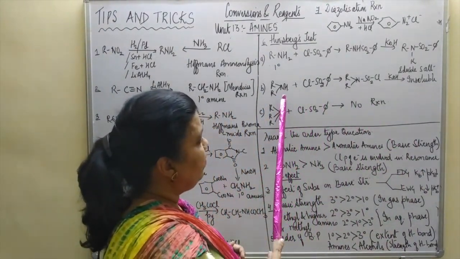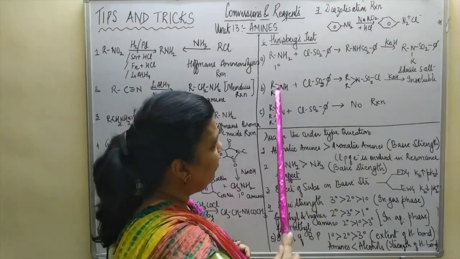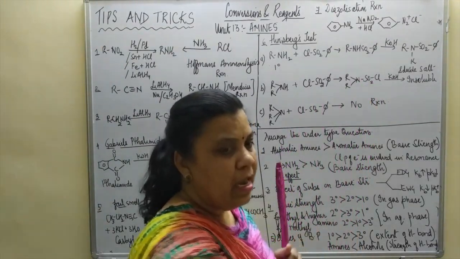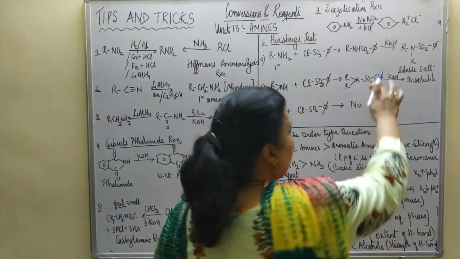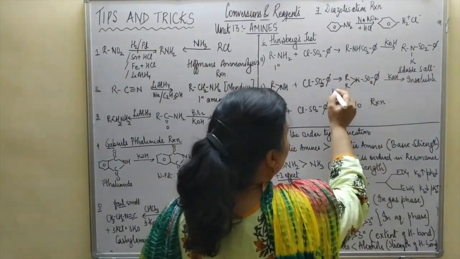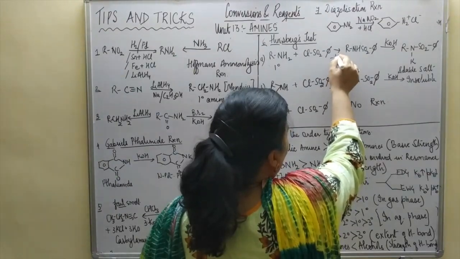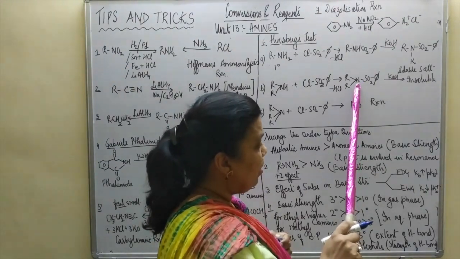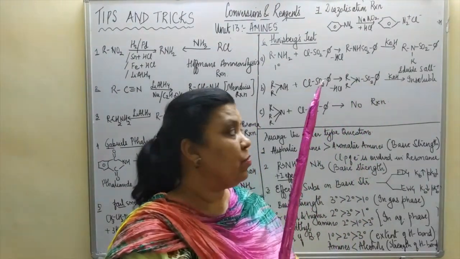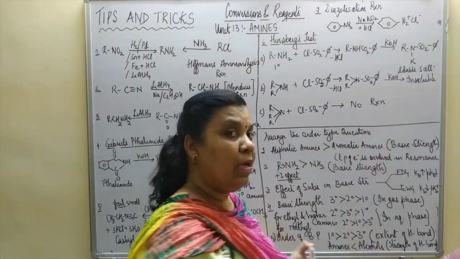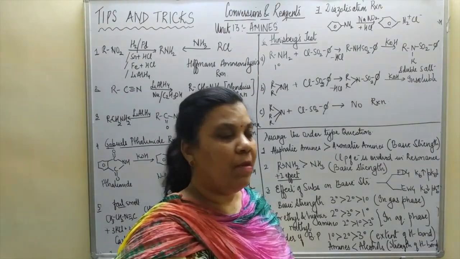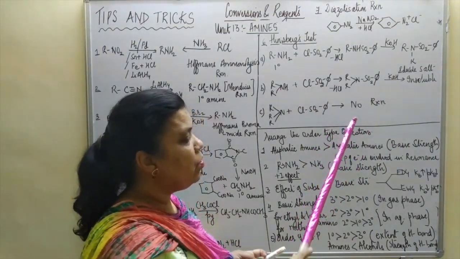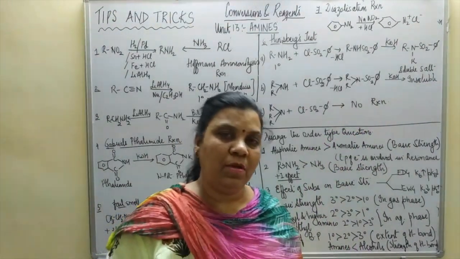But if you take a 2 degree amine, it will react with Hinsberg reagent, HCl will be removed, and it will form N-dialkyl benzene sulfonamide. Further, you can see there is no active H on nitrogen. That means it cannot dissolve in KOH. So it will be insoluble in KOH. So 1 degree is forming soluble salt, 2 degree is insoluble in KOH. But let's see 3 degree amine, nitrogen is not having any active hydrogen. So there will be no reaction with Hinsberg reagent.